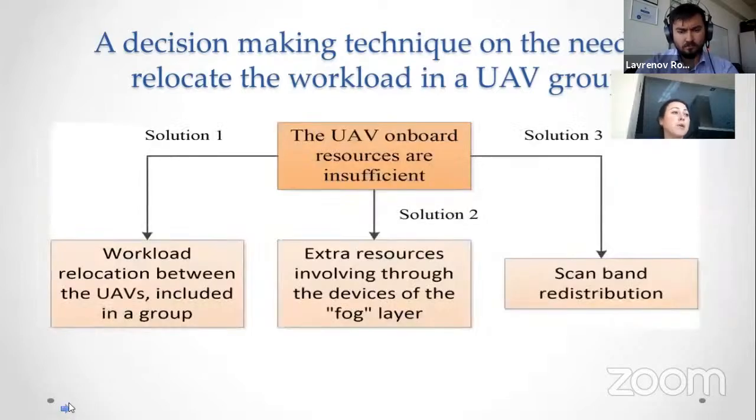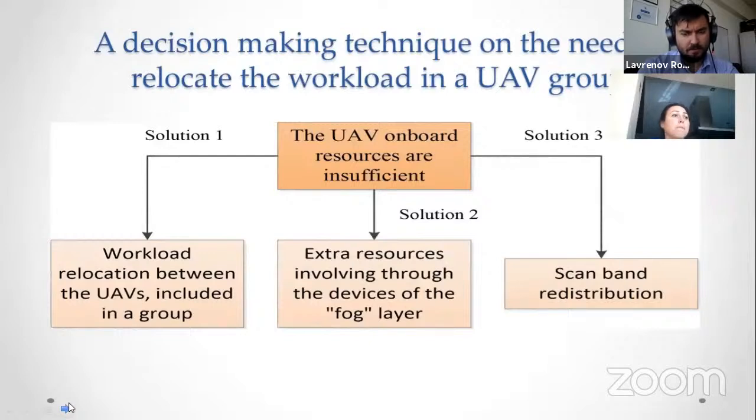Multi-robotic interaction involves the collective solution of a common problem. It means that each mobile robot has to act in the best interest of all of the group to successfully complete the mission. If the URV's onboard resources are insufficient to complete the task assigned to it, the following solutions to this problem are possible.